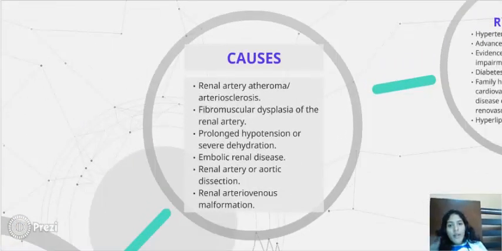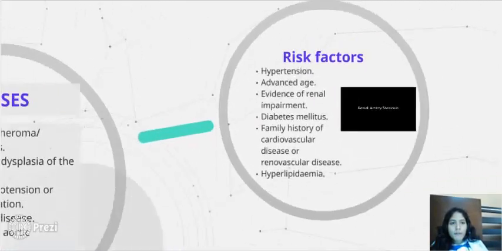Causes are renal artery atheroma or arteriosclerosis, fibromuscular dysplasia of renal artery, prolonged hypotension or severe dehydration, embolic renal disease, renal artery or aortic dissection, and renal arteriovenous malformation.